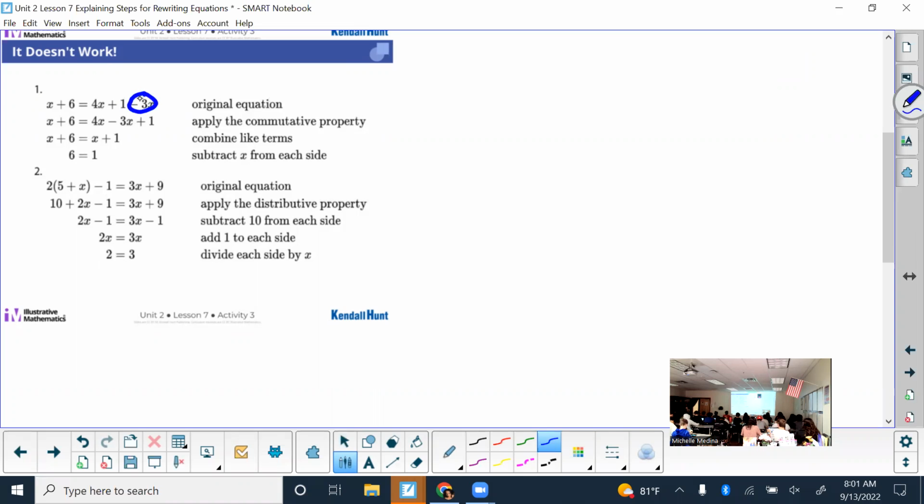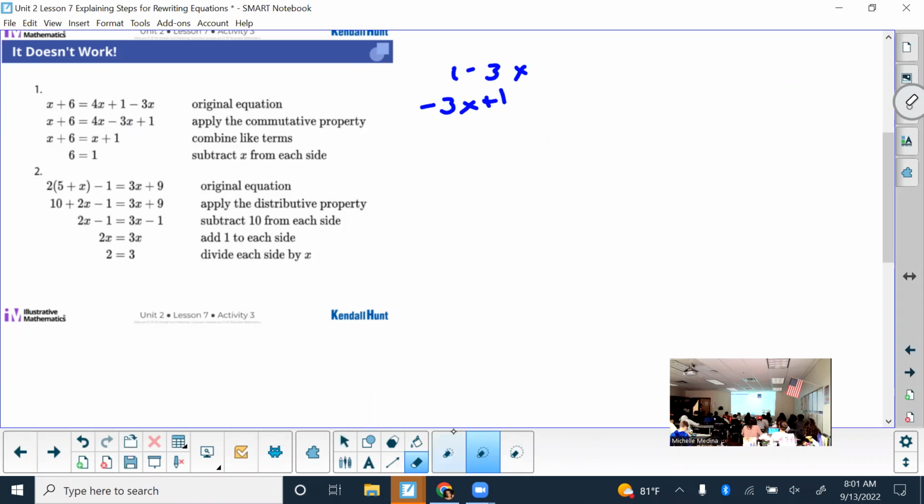Isn't writing 1 minus 3x the same as writing negative 3x plus 1? Isn't the 3x still negative in both situations? Isn't the 1 still positive in both situations? And additionally, it's still correct because of the commutative property.